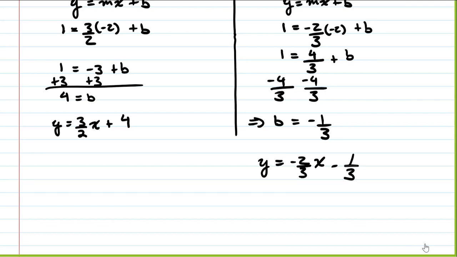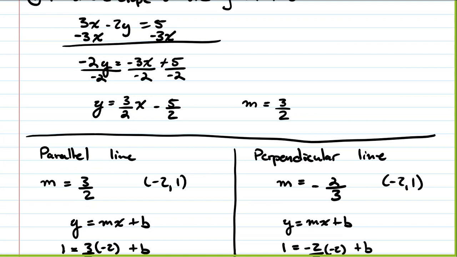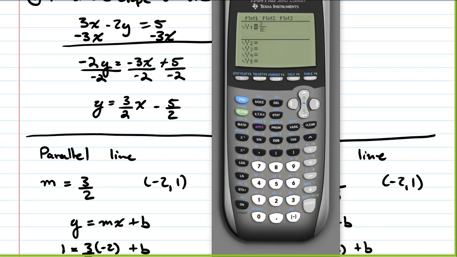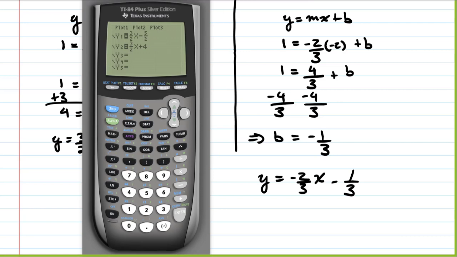So we now found both the parallel and perpendicular to each of these lines. So let's go back and graph the original line first as y1. So we have 3 over 2 x take away 5/2. And then we have our line parallel to it, which is 3 over 2 x plus 4. And then we have our line perpendicular to it, which is going to be negative 2 over 3 x take away 1/3.